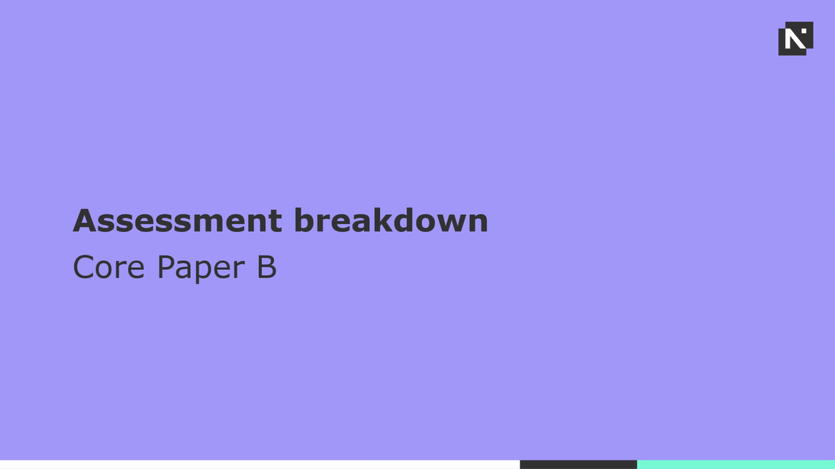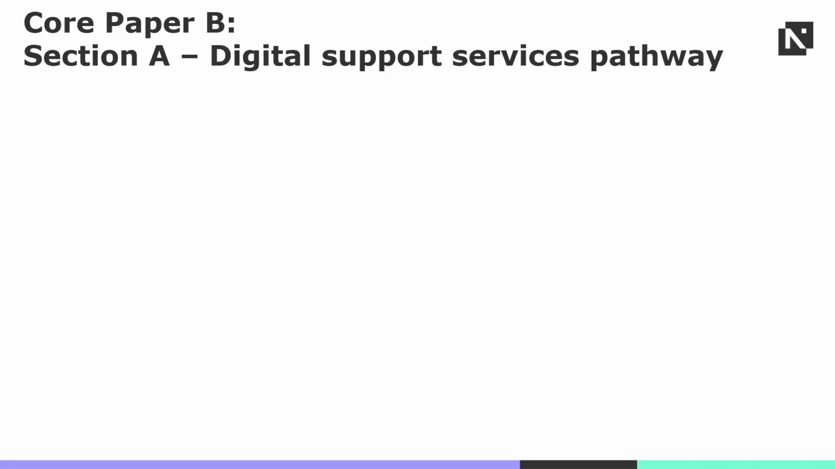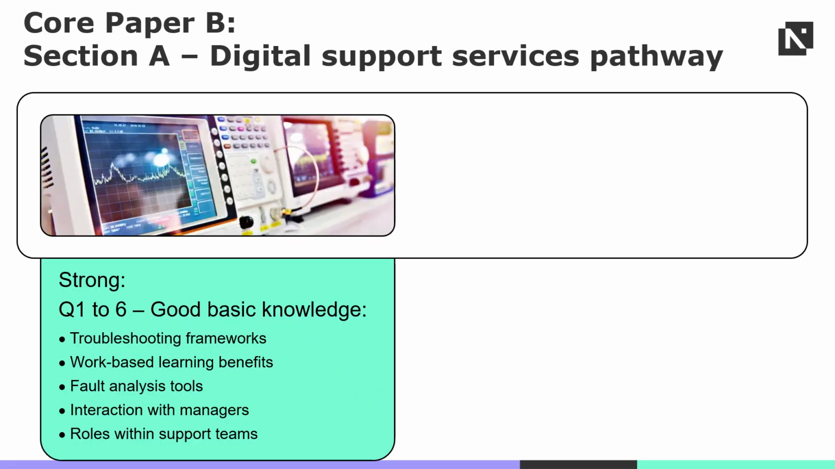Now we'll move on to look at the key strengths and areas for development arising from Core Paper B. So starting with section A, which is the digital support services pathway. In terms of strengths, questions 1 to 6, there was a good basic performance across a range of topics, and this included things like troubleshooting frameworks, work-based learning benefits, fault analysis tools, interaction with managers, and the roles within support teams.